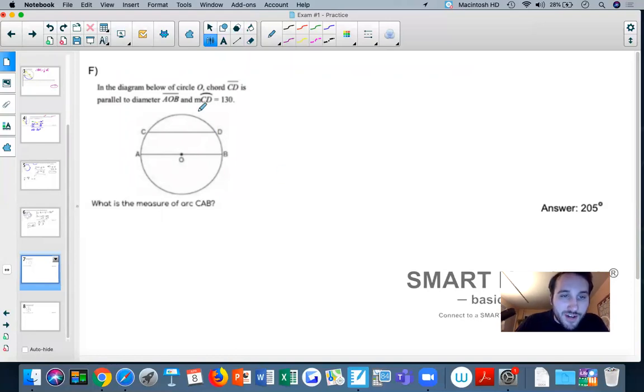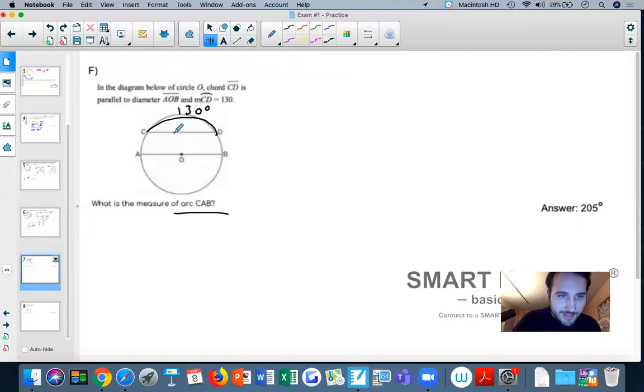The measure of arc CD is 130 degrees. What is the measure of arc CAB? So before we get to arc CAB, let's see what we can play around with. It's telling us that the chord is parallel to the diameter. Well, a diameter is a special kind of chord. Remember, diameters are chords that go through the center of the circle.